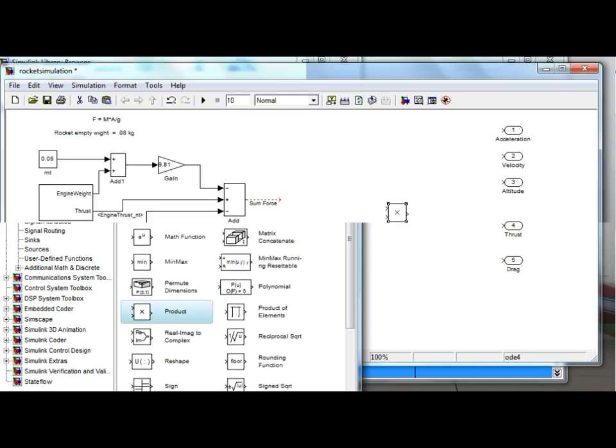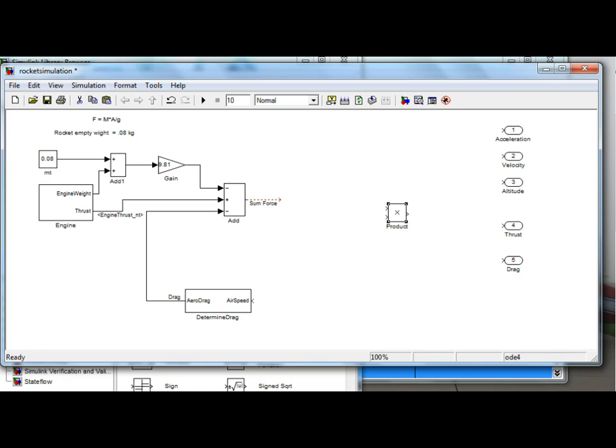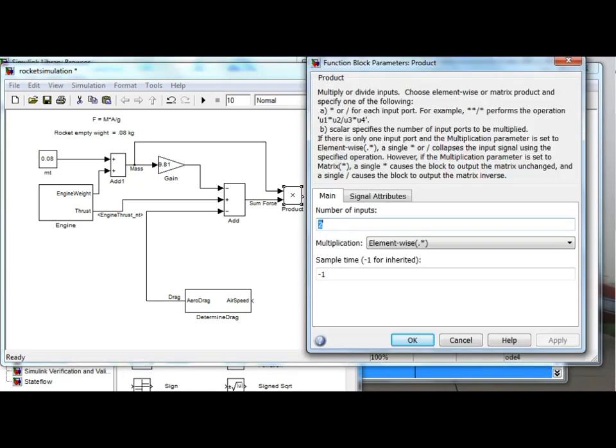I'll grab my product block here, and okay, so sum of forces goes in there, and I need to connect it. I'm going to kind of route this in pieces so it misses things. And let me label this one here, in spite of the fact I said I wouldn't. Mass. And the mass needs to be in the denominator, not the numerator. So I'm going to change this to be /*.